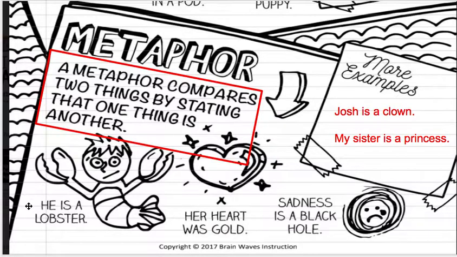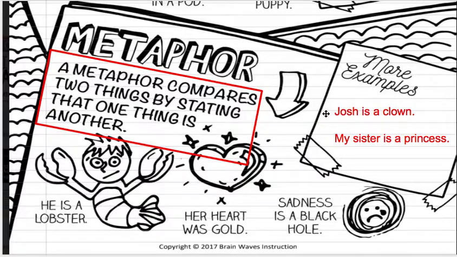Here it says, he is a lobster. So this sentence is specifically stating that he is a lobster. And as you see, it has a boy with lobster claws and a tail because this metaphor says he is a lobster. And we have two more examples. Her heart was gold. And then sadness is a black hole. So it's comparing sadness to a black hole by stating that sadness is a black hole.